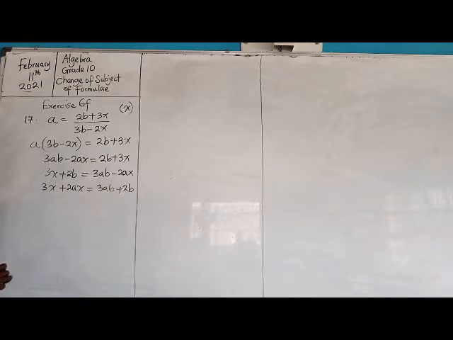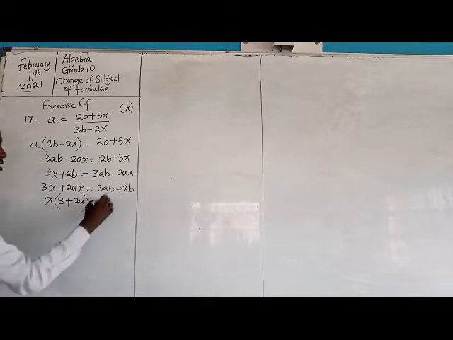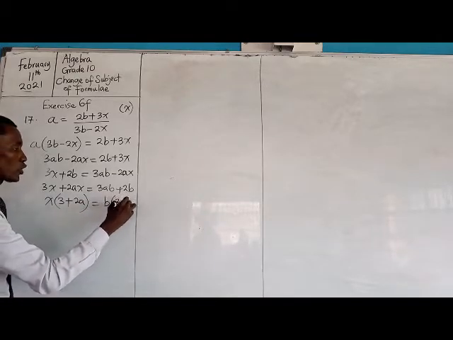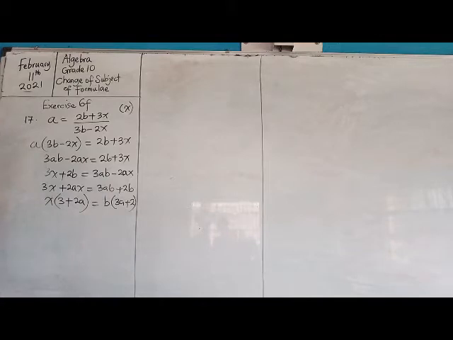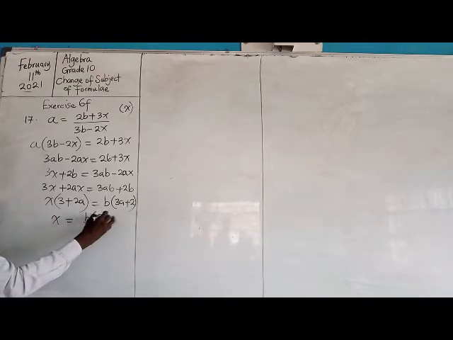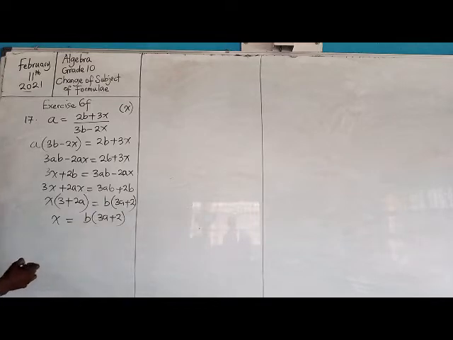2b. So we collect the like term here, which invariably is x, the subject of interest, and this becomes 3 plus what? 2a. And that will give me what? b into 3a plus what? 2. With that said, x will now be equal to what? b into 3a plus 2 all over what?